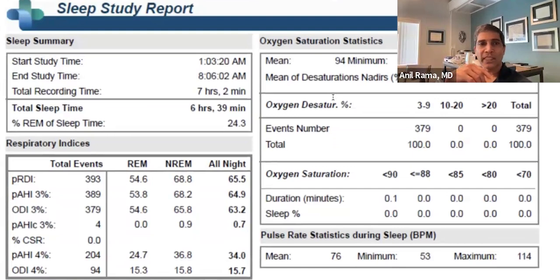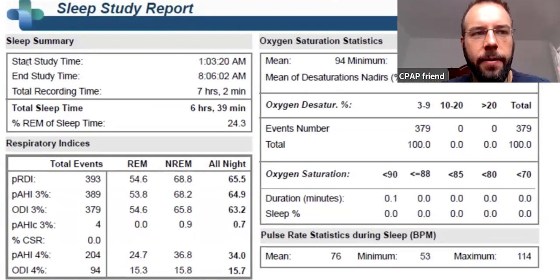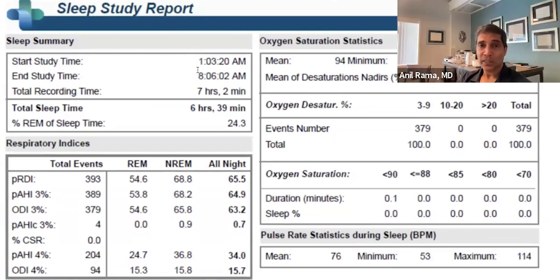Okay, and so this is the data for the first one. The first thing the WatchPAT tells you at the top, can you see my cursor? I can, yeah. Okay, perfect. So there's a start time, that's basically when you press start. This person started the study at 1 a.m. And then when you press done sleeping and download data, that was 8:06 a.m. So the total recording time was 7 hours and 2 minutes. And the total sleep time is 6 hours and 39 minutes.